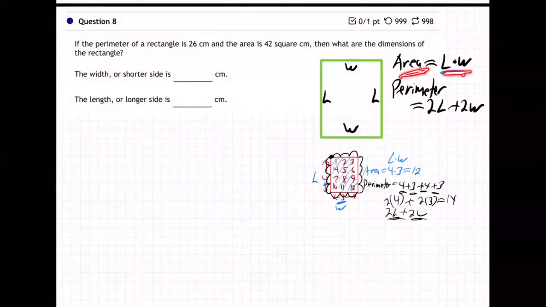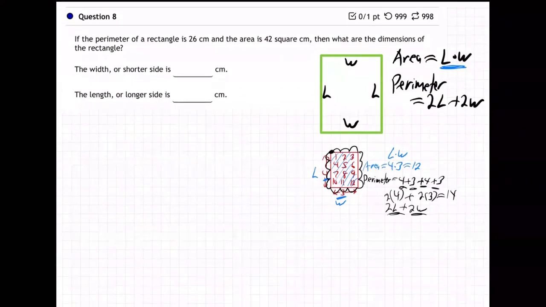Area, all the space in the middle, is just one side times the other, multiplied. Perimeter, how far around the outer edge, is 2 lengths and 2 widths added. These are added. The area, length and width are multiplied. See that difference? Okay. Anyway, you don't really need to know that. I just want to give you the reason why.